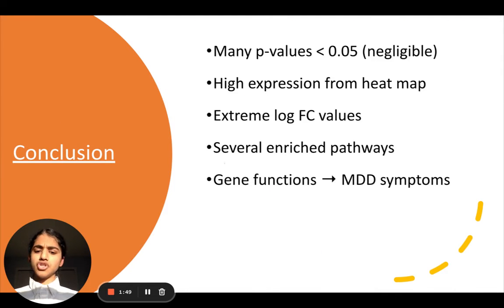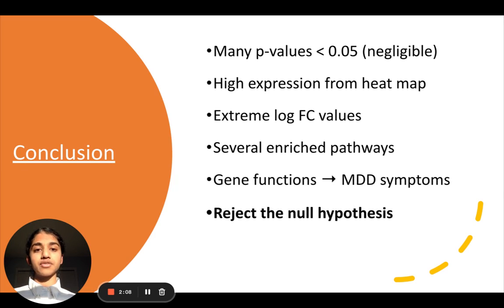The chances of no difference between test and control was negligible for 5,000 significantly expressed genes. Based on some enriched gene functions, there is upregulation of stress-responsive proteins, glycoproteins for blood coagulation, just to name a few. Hence, I reject the null hypothesis because of the evident differences.